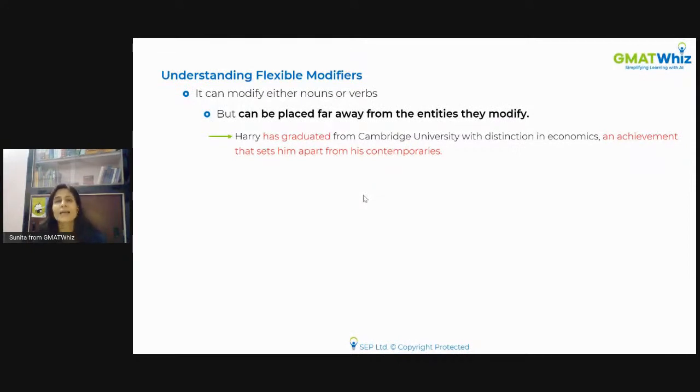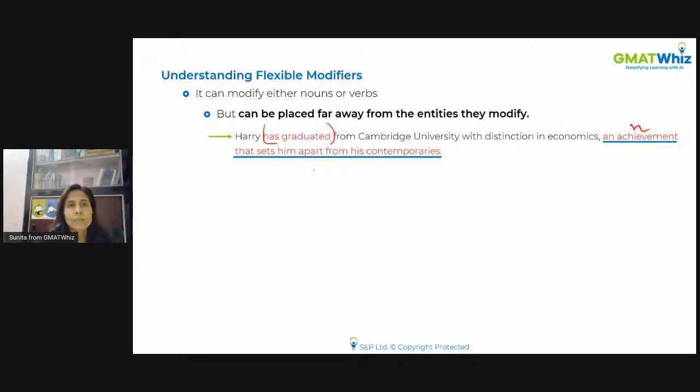Then you are saying an achievement that sets him apart from his contemporaries. Okay, now what can be an achievement in the preceding clause? It's the fact that he has graduated. So an achievement that sets him apart. An achievement is a noun here. And then you have the clause. This is the modifier for an achievement. So you have a noun plus noun modifier here.